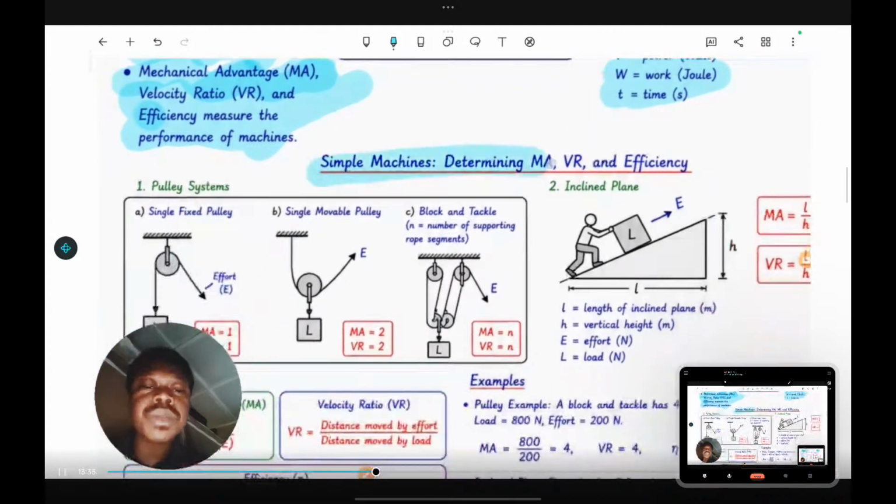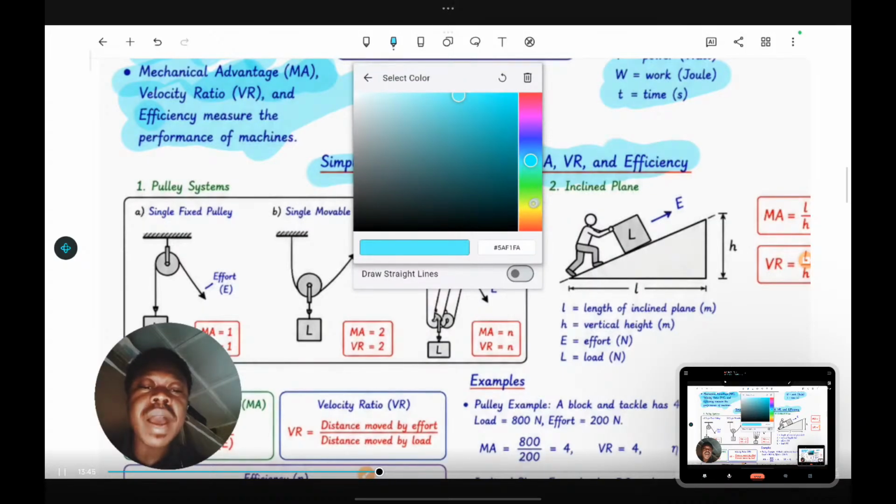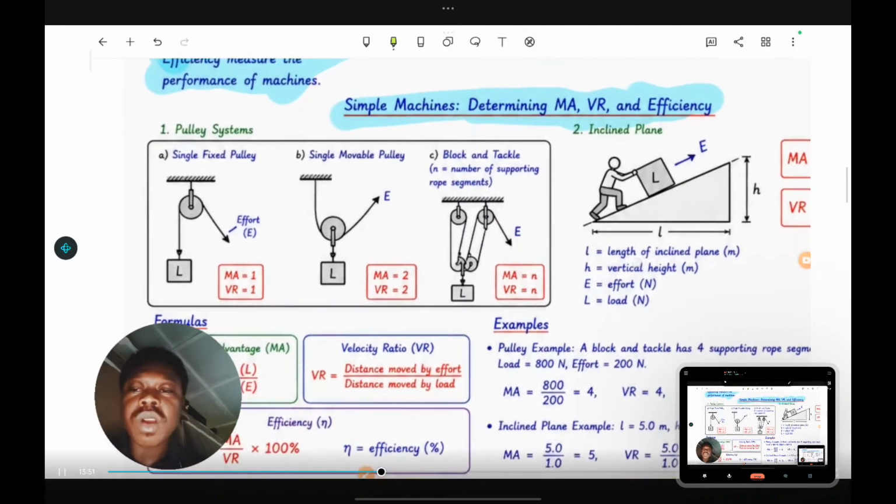Then for simple machines, you can determine the mechanical advantage, the velocity ratio, and the efficiency. How are you going to achieve that? You can achieve all this by simply knowing the types of machine. All right.